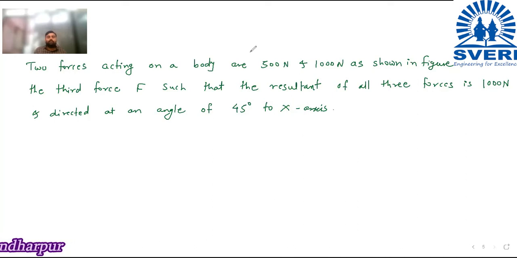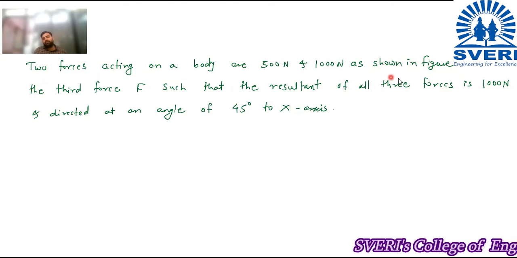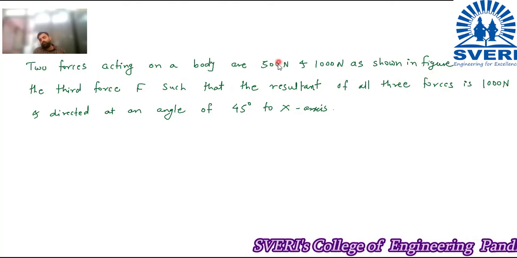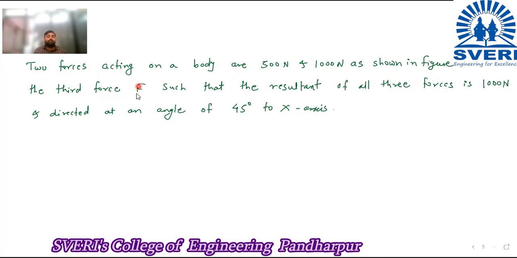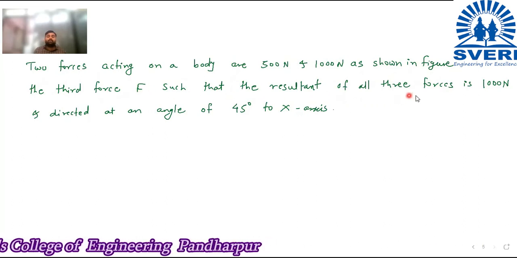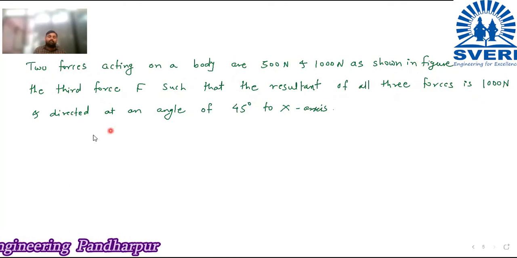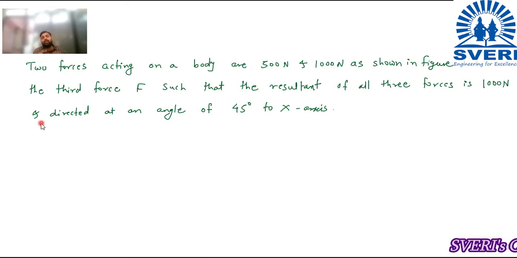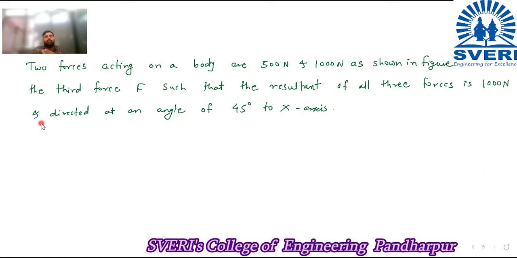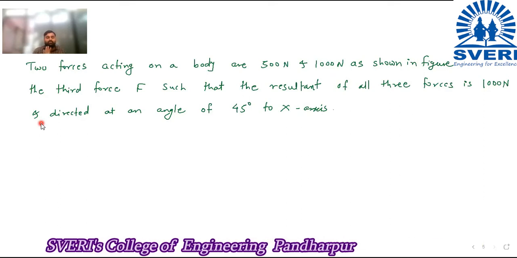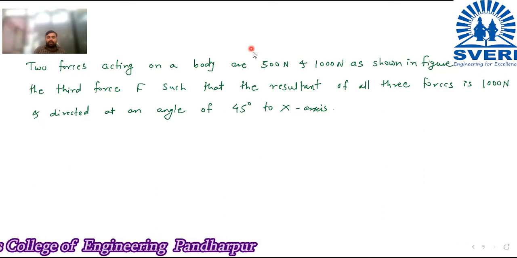So now read the problem carefully. Two forces acting on a body are 500 Newton and 1000 Newton as shown in figure. So I will draw the figure also. Two forces are there. Determine the third force F, such that the resultant of all these three forces, 500, 1000 and F, is 1000 Newton and that is directed at an angle of 45 degree with horizontal. So alpha is given 45 degree with horizontal. So this information is given. So I will draw the diagram first.